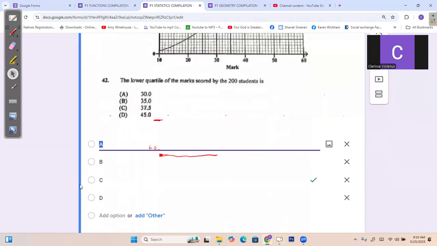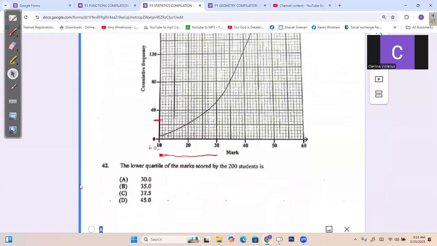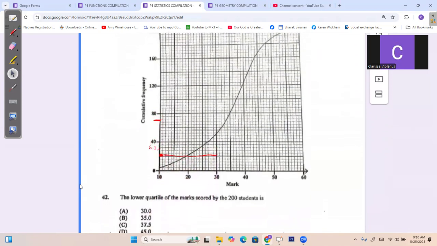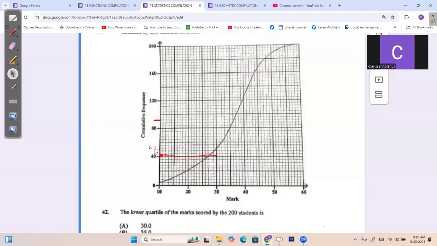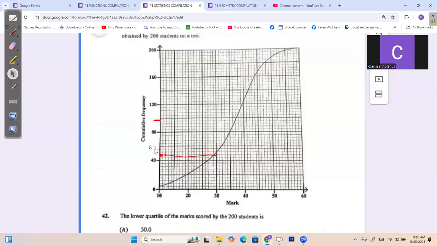What do they say? 37.5. Let me see if that's true. Let's go again. Where is 50? This is 100. This is 40. This is 60. Remember, we don't have a straight ruler here, so it kind of messes up my eyes. Let's see if that's true. So 50, that's here.